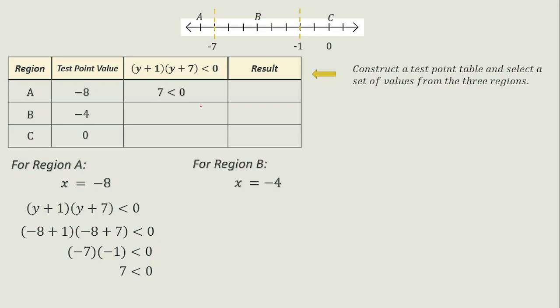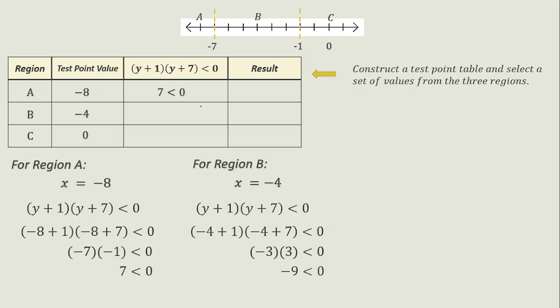Then, for region B, let x is equals to negative 4. Copy the quadratic inequality, substitute the value. So, negative 4 plus 1 times negative 4 plus 7 is less than 0. Negative 4 plus 1, the answer is negative 3. Negative 4 plus 7, the answer is positive 3. So negative 3 times positive 3, the answer is negative 9. So negative 9 is less than 0. So ilagay na natin siya sa ating test point table.